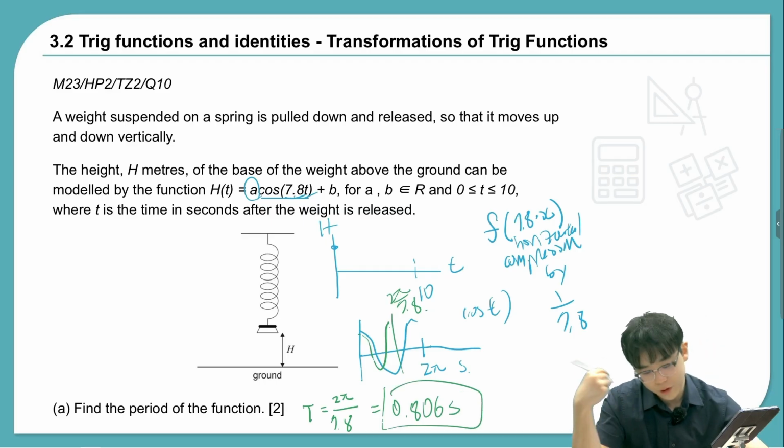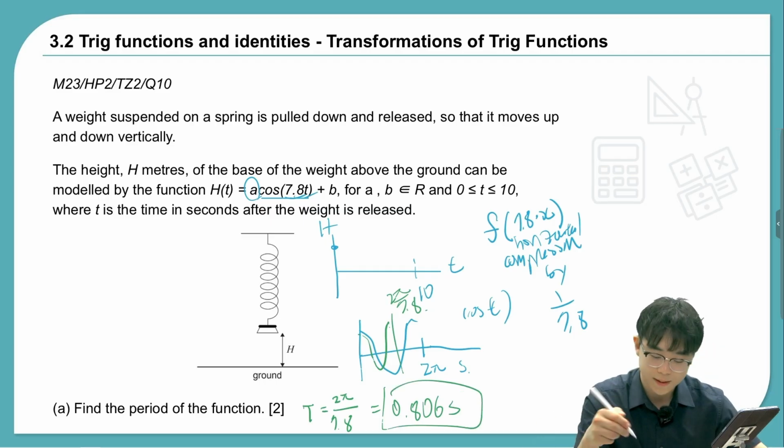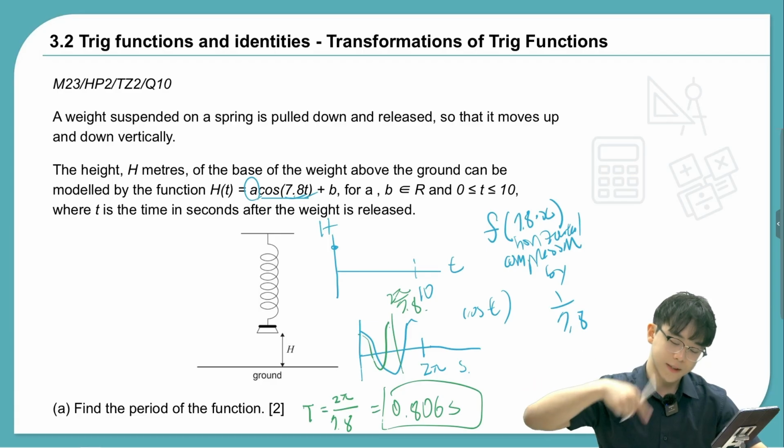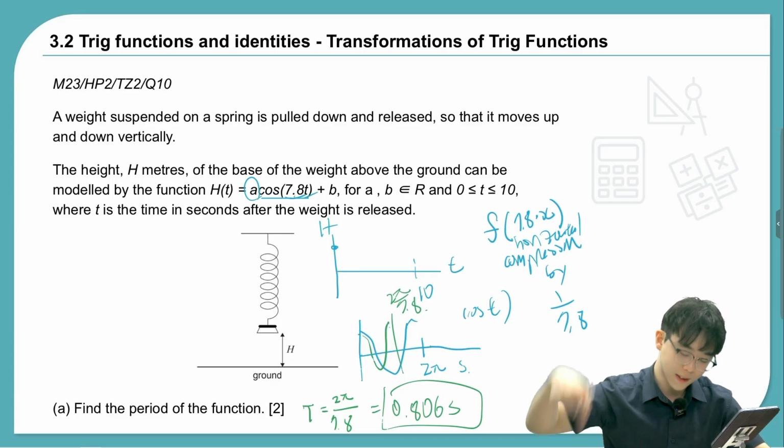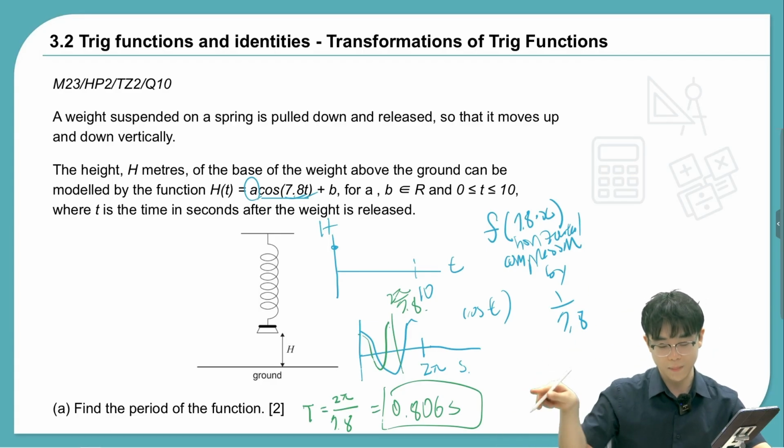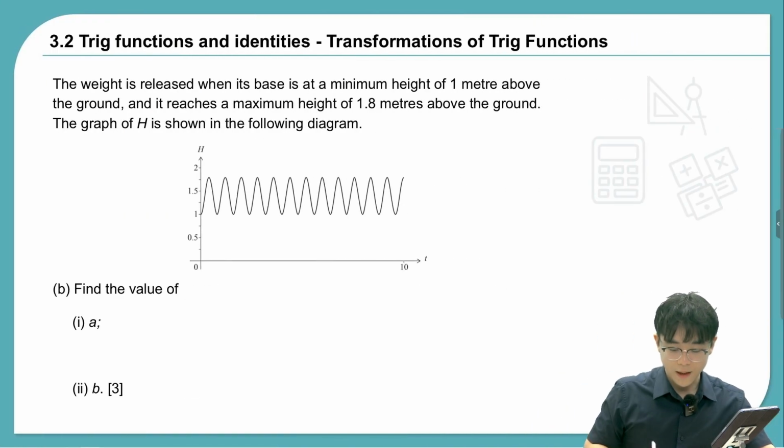So for every 0.806 seconds, we would see this height cycling from one minimum to the next minimum, or maximum to the next maximum. Okay, so that's part A. And let's go to part B.